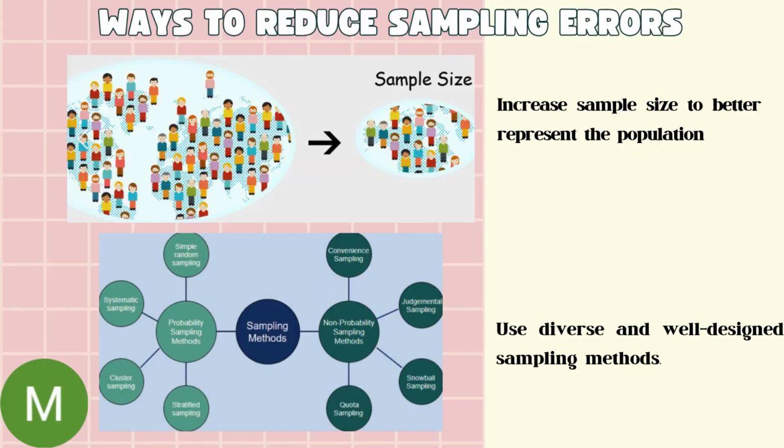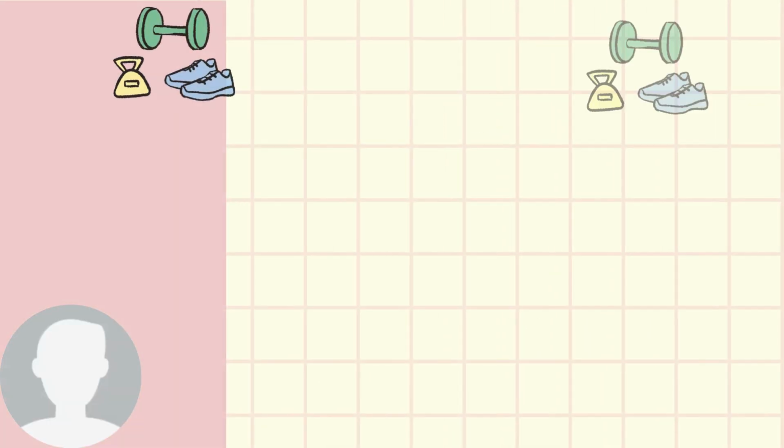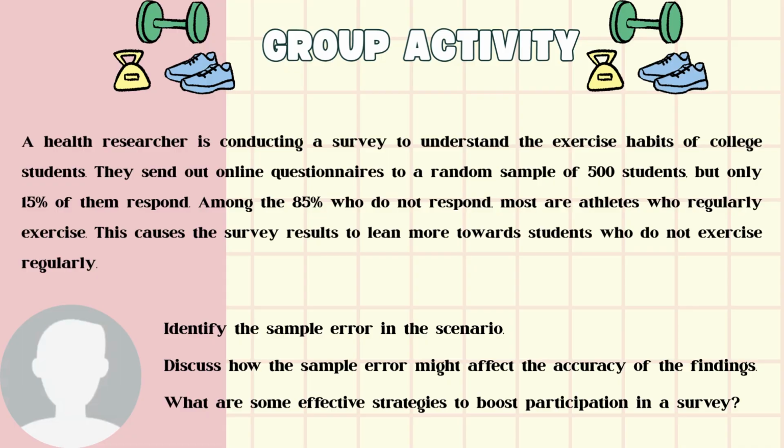Ways to reduce sampling errors: number one, increase sample size to better represent the population. And number two, use diverse and well designed sample methods. Now that we have gone through sampling errors and we are quite familiar with the types of them, we have created a little group activity for you to complete.